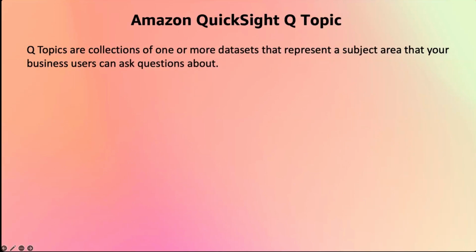Now, what is an Amazon QuickSight Q topic? To enable natural language questions and building visuals with natural language input, a Q topic needs to be created. So Q topic is a very important part of Amazon Q. Q topics are a collection of one or more data sets that represent a subject area that your business users can ask questions about.